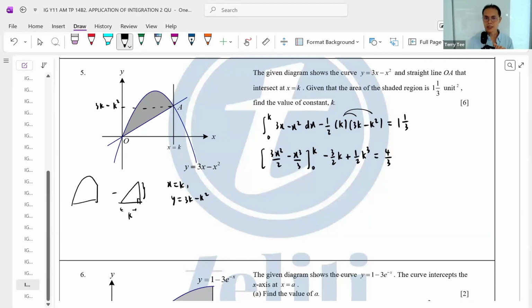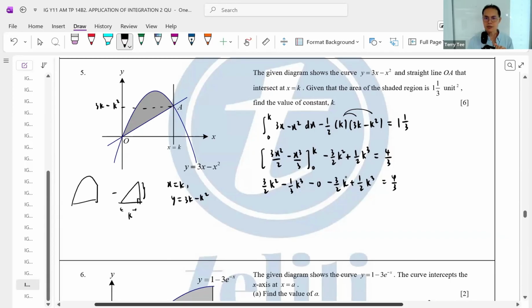Now, let's substitute k inside. This is 3 over 2k squared minus, I'm going to write 1 over 3 first, k cubed. 0, I sub inside. The whole thing is still going to be 0. Then you copy the rest of this. Is k squared. Sorry, there's a k squared here. And notice this 2 you can cancel. I'm left with negative 1 over 3. And I plus with 1 over 2. So 1 over 2 minus 1 over 3 is 1 over 6. You can't do mentally, use a calculator. 1 over 6k cubed is 4 over 3. 6 times 4, 24. 24 divided by 3 is 8. Cube root of 8, k is 2.